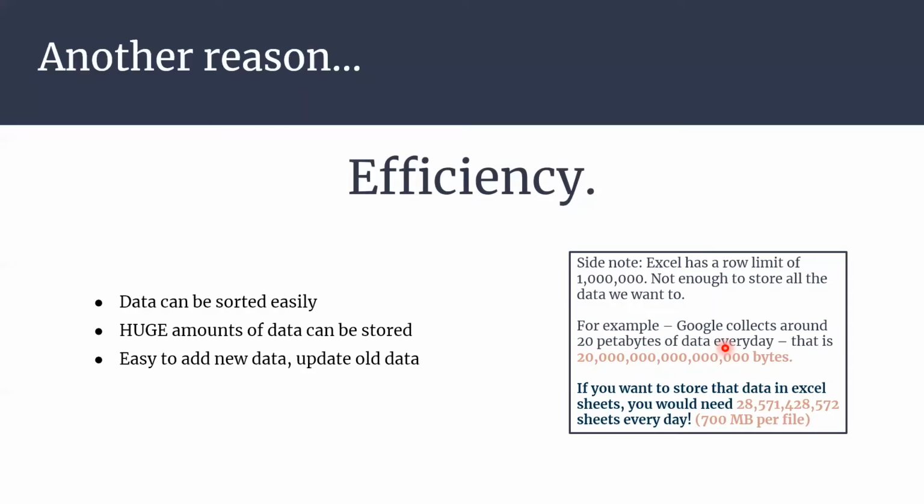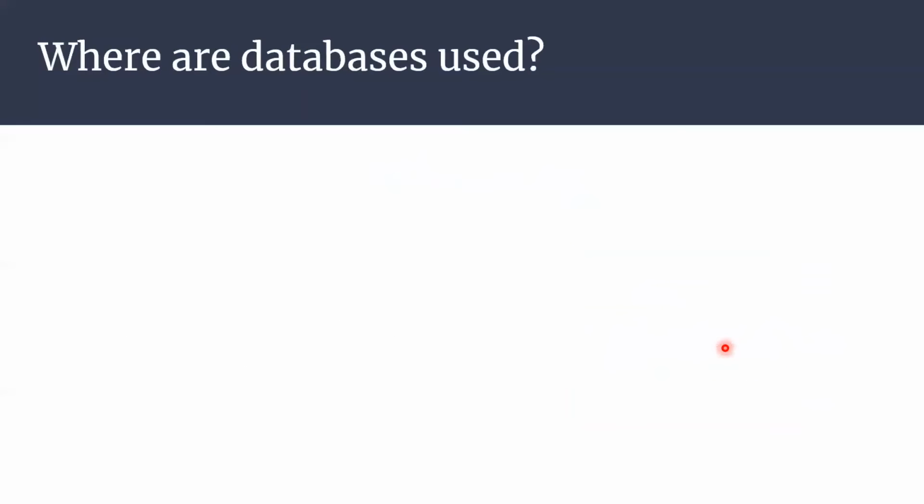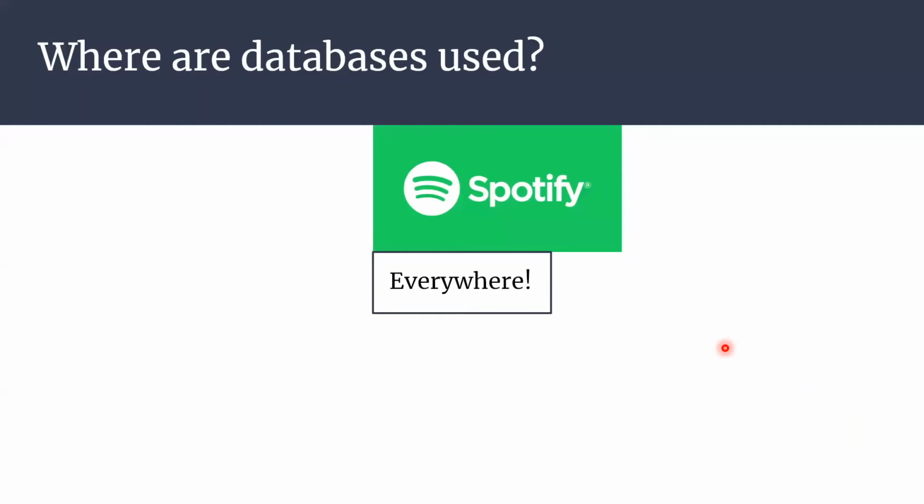Okay, so we've seen why we need databases. There's a lot of good reasons to use databases. So where are databases used? The short answer is everywhere. Spotify uses them to store data about what people listen to, what songs and podcasts they have on the platform.